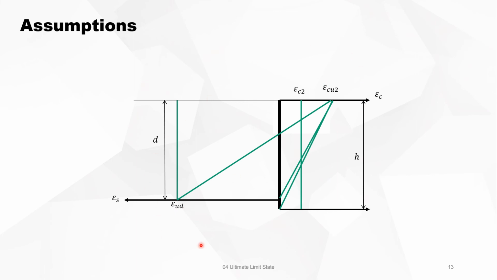This is now general. You can add another axis. This is the strain and this is the stress. We know up to epsilon C2 it's parabolic, after that it's rectangular. And for the steel we do the same. We have the bilinear diagram looking like that.